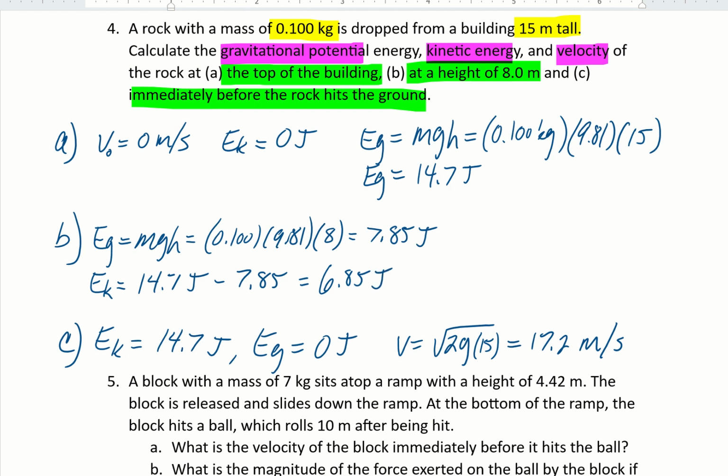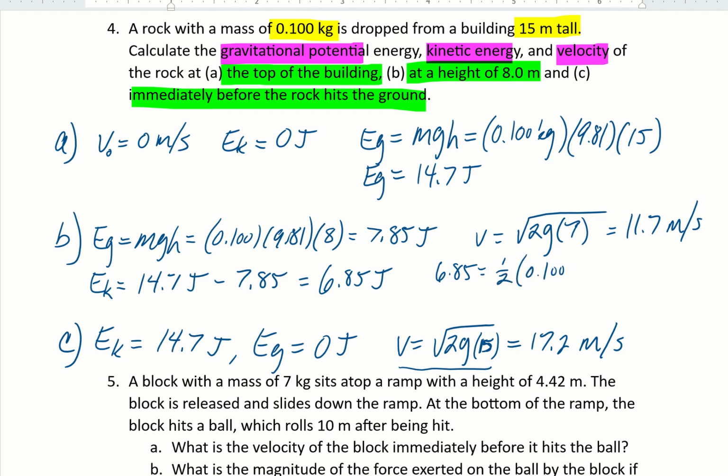And then if I want to find my velocity, I can use this equation again right here. Again, I'm looking at the change in height for this equation. So v equals the square root of 2g, and then my change in height is 15 minus 8, which is 7. And that's going to give me 11.7 meters per second.